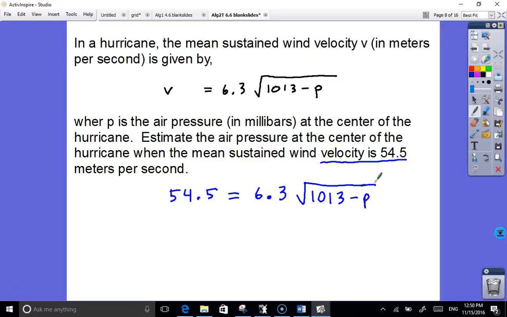How do I isolate the radical? Divide by 6.3. So now we're going to have the square root of 1013 minus P equals 8.65. Okay, so we've isolated the radical.